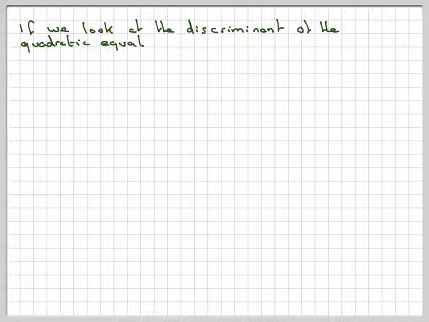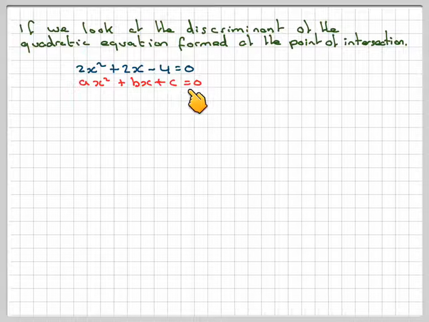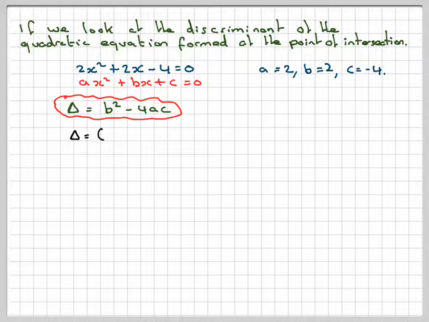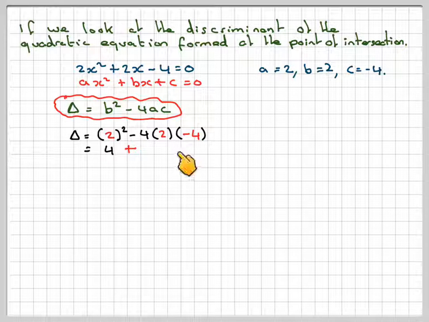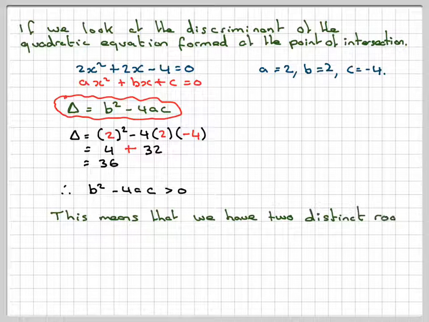So let's have a quick look at this case. If we look at the discriminant of the quadratic equation formed at the point of intersection, that equation was 2x squared plus 2x minus 4 is equal to 0. Comparing that with ax squared plus bx plus c is equal to 0, we get a is 2, b is 2, and c is minus 4. The discriminant is b squared minus 4ac, so we get 2 squared minus 4 times 2 times minus 4. Be careful substituting in negative numbers. 2 squared is 4, a minus and a minus make a plus, and 4 times 2 times 4 gives me 32, which gives me 36. So the discriminant is positive in this case, which means we have two distinct roots, therefore the line will meet in two places.